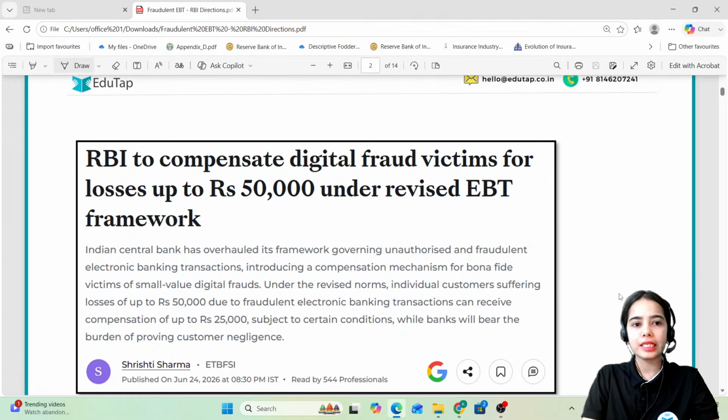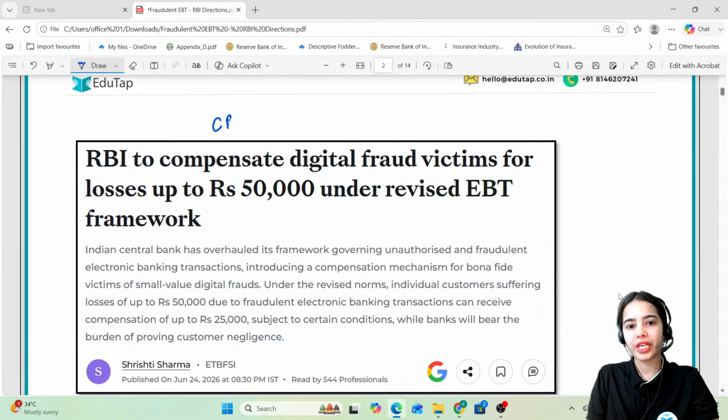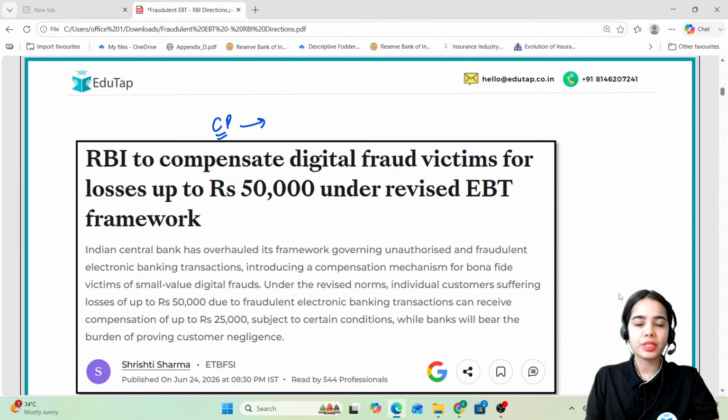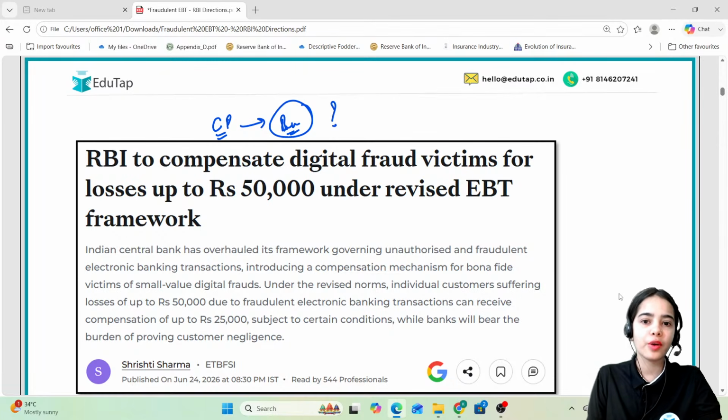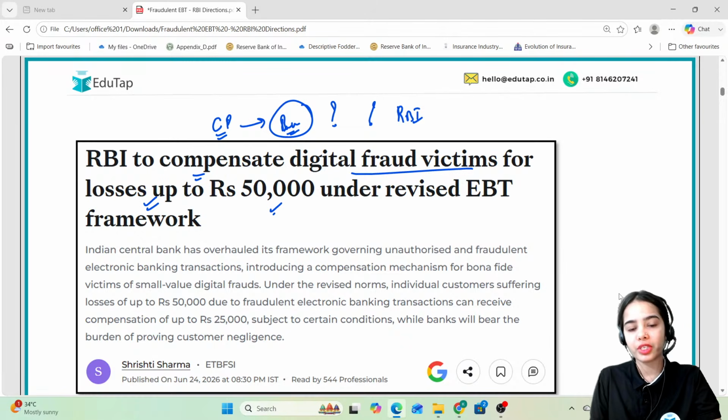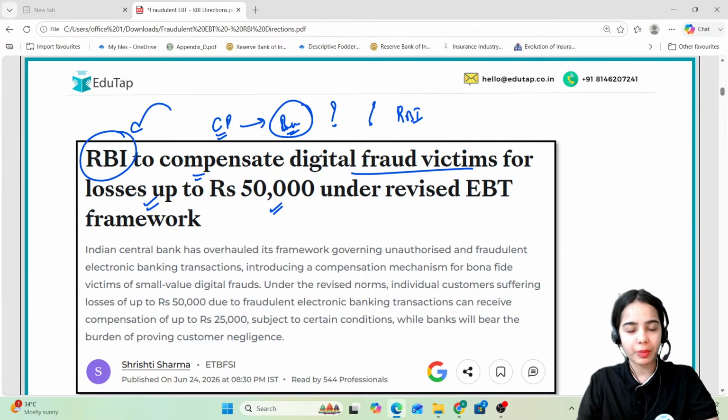We will discuss in detail what the customer protection norms are that the RBI has released for the banks. Who will be bearing the cost, the sender bank or the receiver bank, the beneficiary bank? And what is the percentage of the cost that the RBI will be bearing? RBI to compensate digital fraud victims for losses up to rupees 50,000.